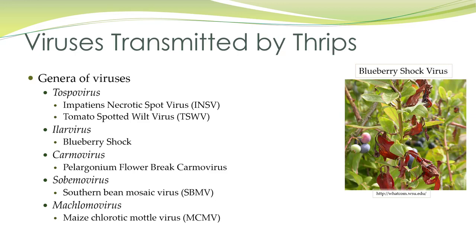And I would like you to realize that these names are not necessarily going to indicate specific plants they're going to attack, especially impatiens necrotic spot virus, which attacks many plants not even closely related to impatiens. Ilarvirus would be blueberry shock in our area. Carmovirus, Pelargonium flower break carmovirus. Sobemovirus, this is southern bean mosaic virus. Again, don't let the name fool you, this can attack other types of plants. And Machlomovirus is maize chlorotic mottle virus.